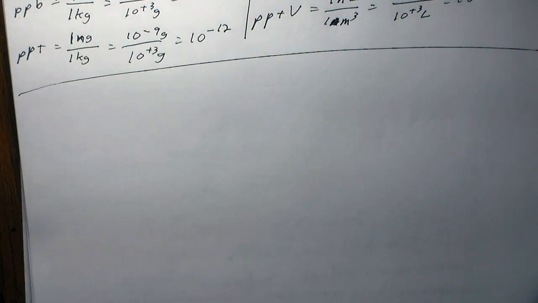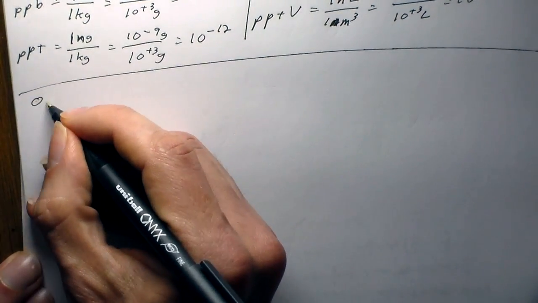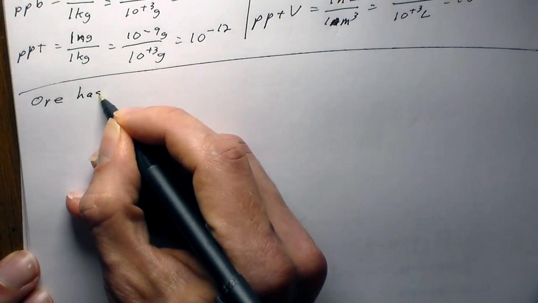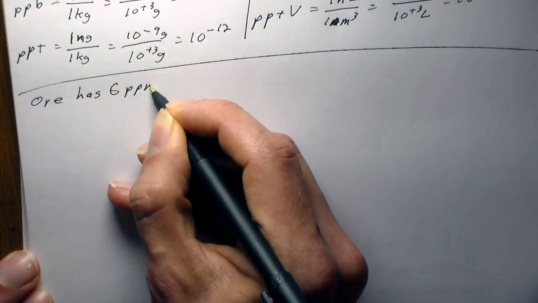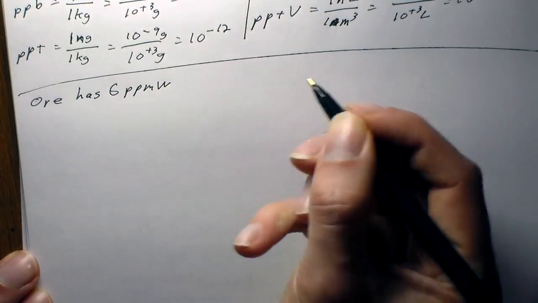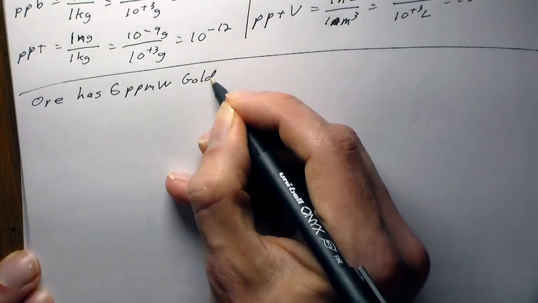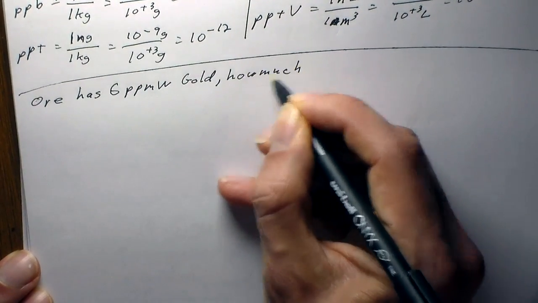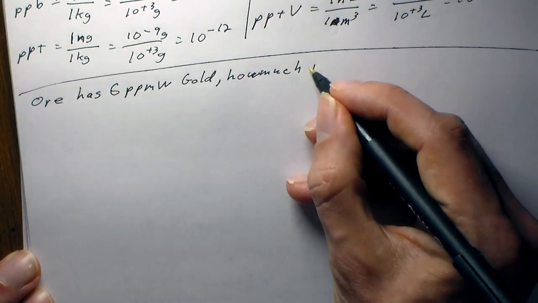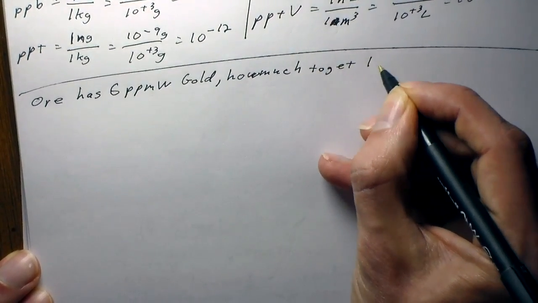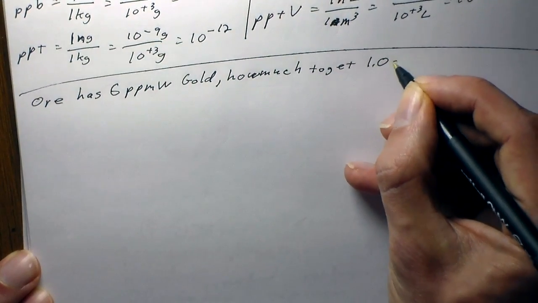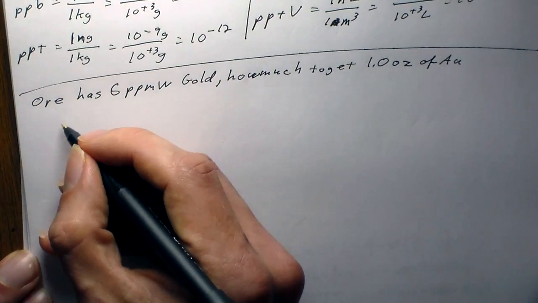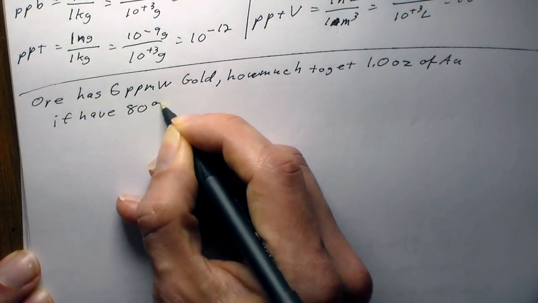Final little example here. Let's say we have an ore. So we're going to be some miners. And this ore has 6 parts per million, and this is going to be by weight, of gold. So how much ore do we have to actually mine here to get 1.0 ounces of gold if we have 80% yield?